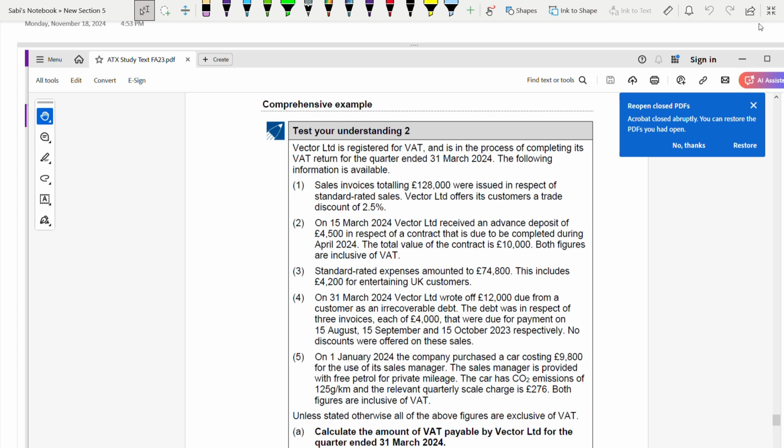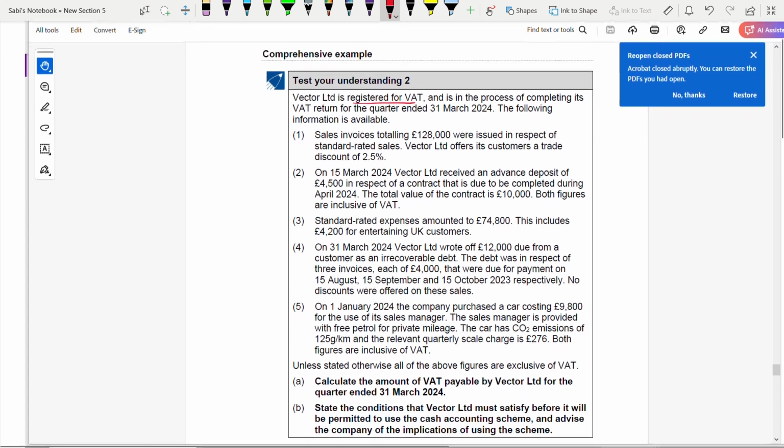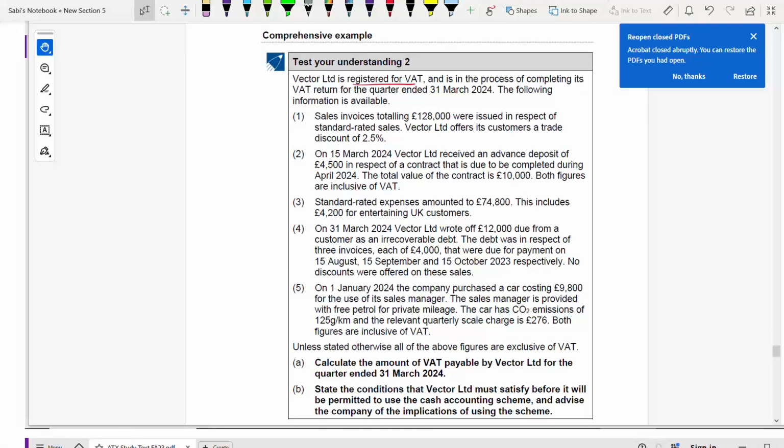Test your understanding 2. In test your understanding 2, Vector is registered for VAT and has been given some information. Unless stated otherwise, all of the above figures are exclusive of VAT. You have to calculate the amount of VAT payable for the quarter ended 31st March 2024. State the conditions that Vector must satisfy before it will be permitted to use the cash accounting scheme and advise the company of the implications of using the scheme.